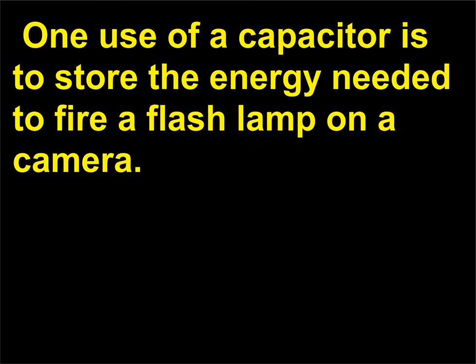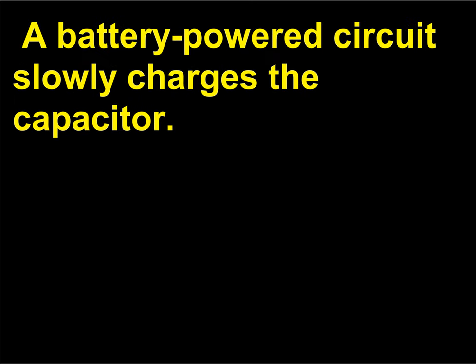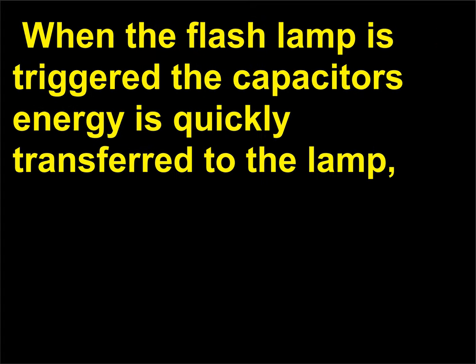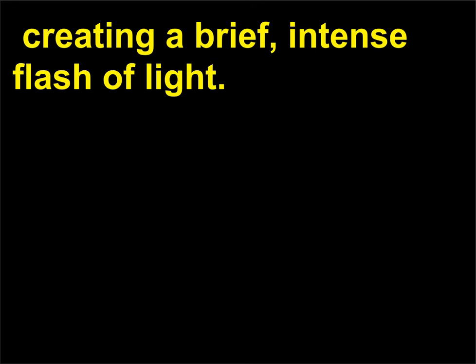One use of a capacitor is to store the energy needed to fire a flash lamp on a camera. A battery-powered circuit slowly charges the capacitor. When the flash lamp is triggered, the capacitor's energy is quickly transferred to the lamp, creating a brief, intense flash of light.